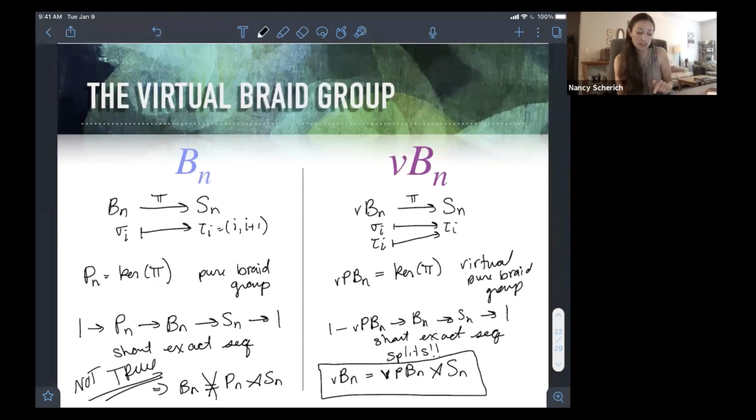So one way you could see on the classical side why this just isn't true is if the braid group was the semi-direct product of the pure subgroup with the symmetric group, you would have finite order elements. There would be the symmetric group sitting there, and that's just not true, right? There's no finite order elements in the braid group, okay? But there are finite order elements in the virtual braid group. And so this is just a really fantastic piece of information. Can I go to the next slide? Has everybody written this down?